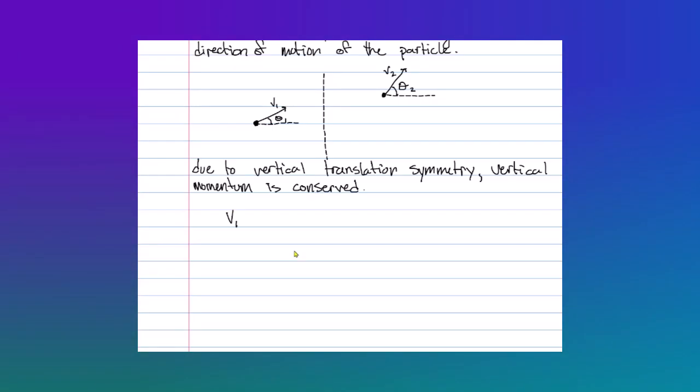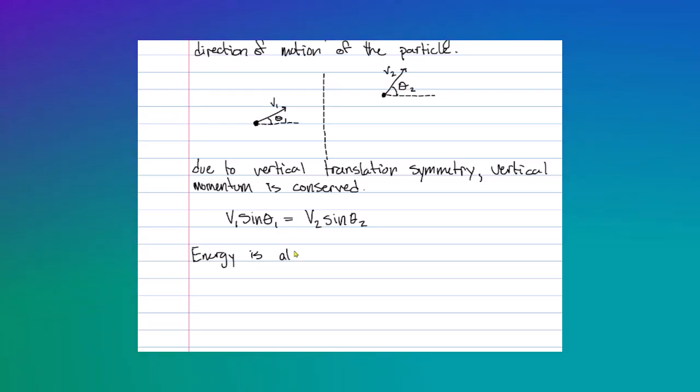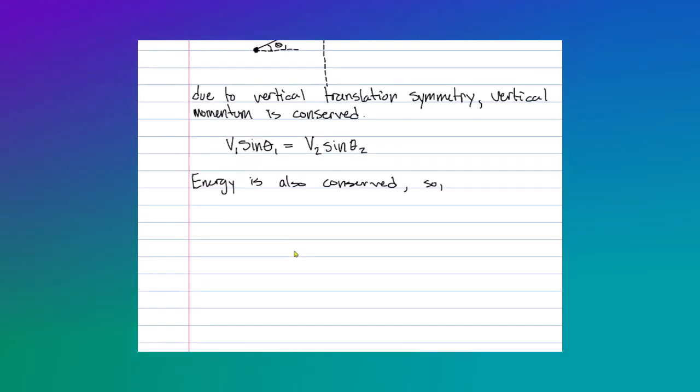So we have that the vertical component of the momentum will be the same on the left and the right. And here I've excluded the mass because the mass of the particle does not change. And we can use this expression along with the expression for conservation of energy to solve for a relation between theta1 and theta2.